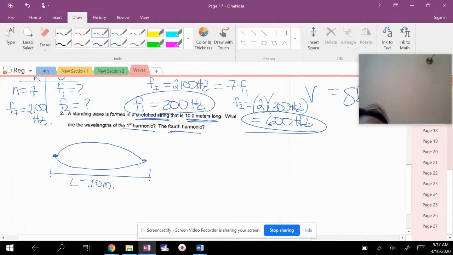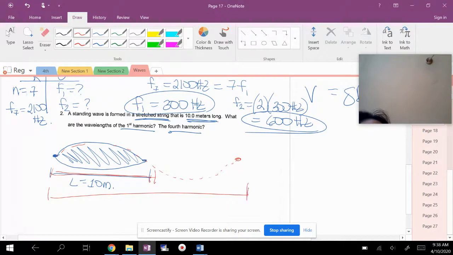Ask yourself, how much of a wavelength do you see here? Okay, so if this was an entire wavelength, it would look something like this, right? So how much of a wavelength do you see? Well, this is only half. So if it was an entire wavelength, it would go from this point to this point, and that wavelength would be double of 10, which is 20 meters.